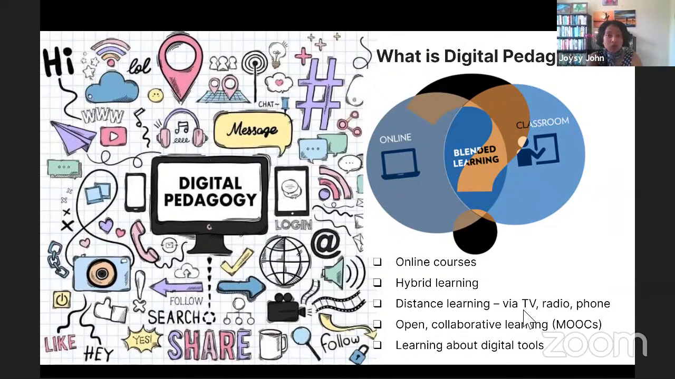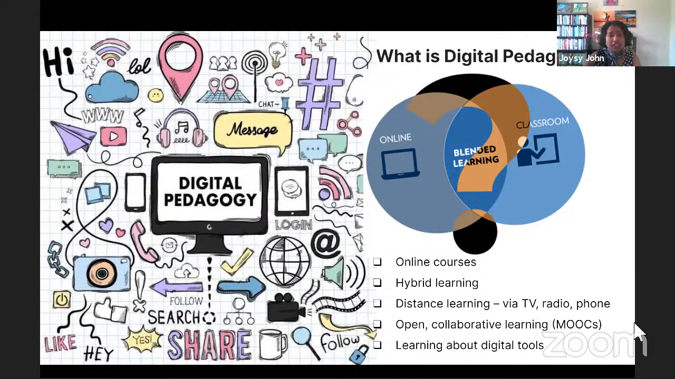have different views around what digital pedagogy is. But in terms of the true definition, it's a combination of all these things, whether it's online courses, whether you're using a TV or a radio or a phone to learn, or you're learning about digital tools. It's a combination of both being able to use these digital technologies, but also being able to build those skills that are crucial to thrive in the future.